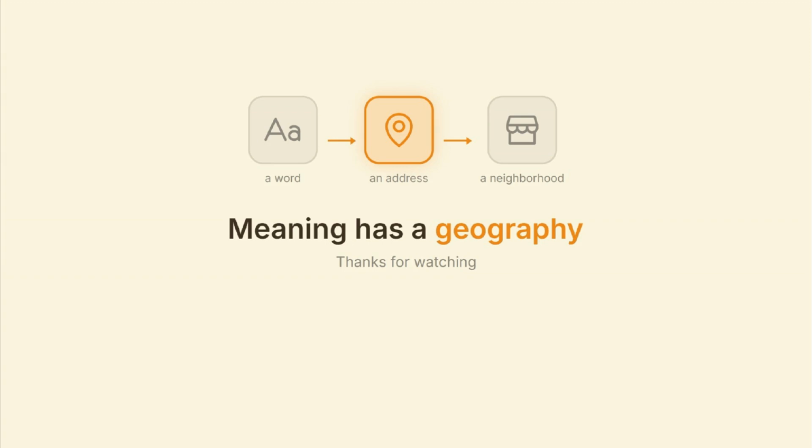So that's an embedding. A word becomes an address. An address sits in a neighborhood. And suddenly, meaning has a geography.